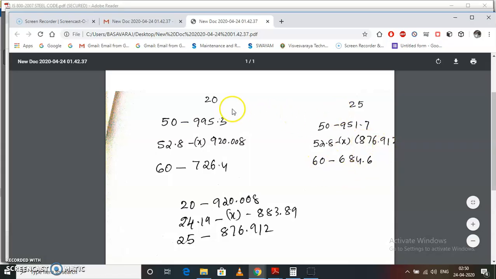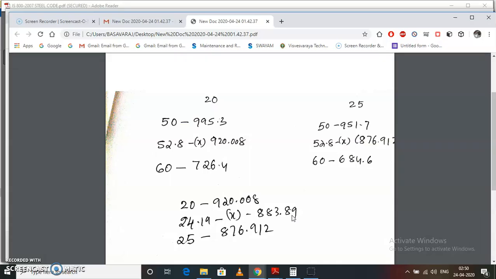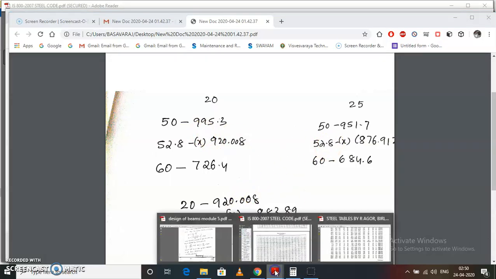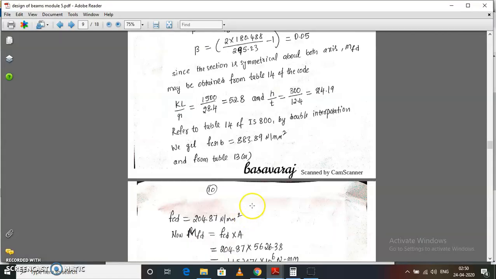Now again, when it is 20, we get fcr value 920.008. When it is 25, we get 876.911. So now we need the value in between, that is 24.13. Again you interpolate, and you will get 883.89 as the fcr value. That means you have to interpolate three times. Now you get fcr equal to 883.89 Newton per mm square.